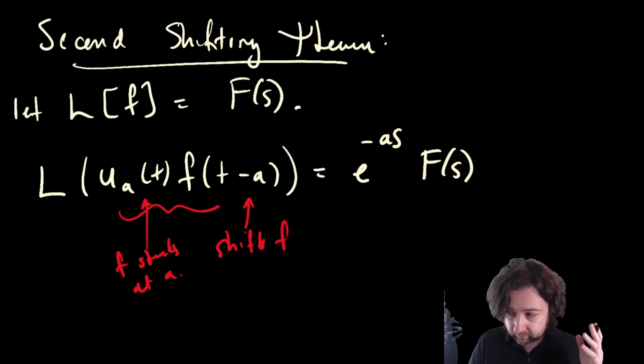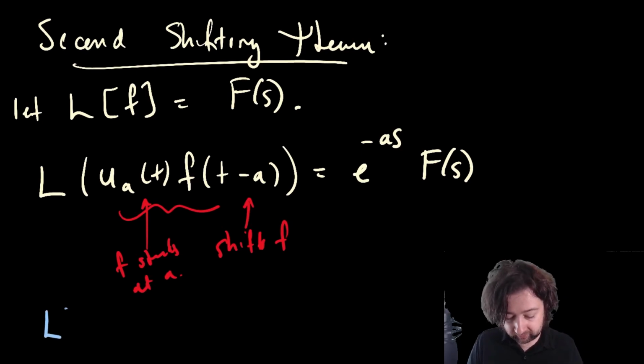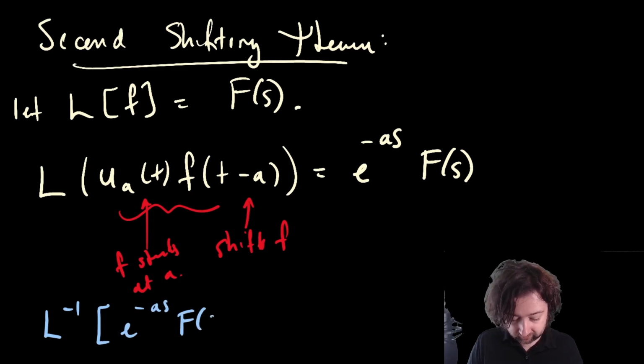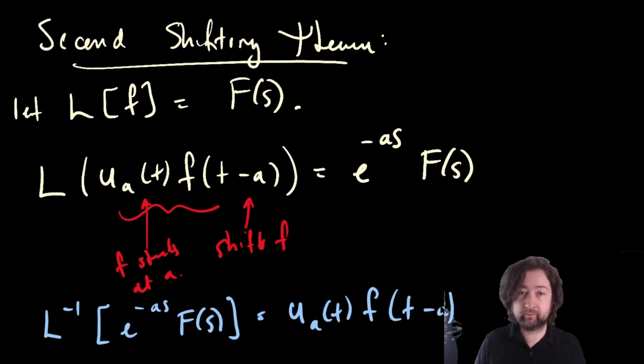Of course, every Laplace transform theorem comes with an inverse Laplace transform theorem. So the inverse Laplace version of this says that L inverse of e to the minus as capital F of s is equal to u_a of t f of t minus a. And we'll go through some examples of how to actually do this.